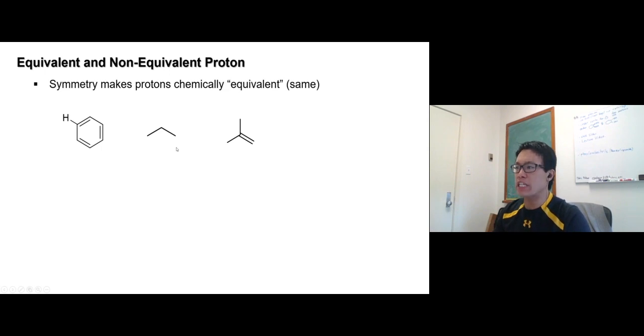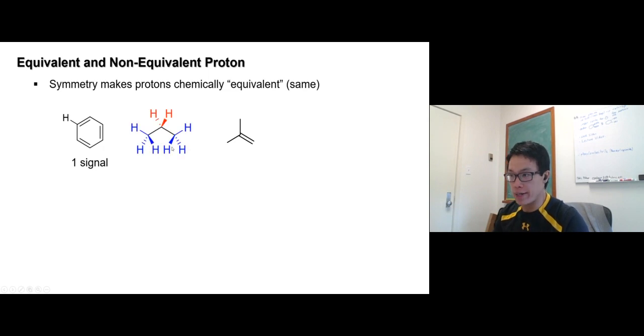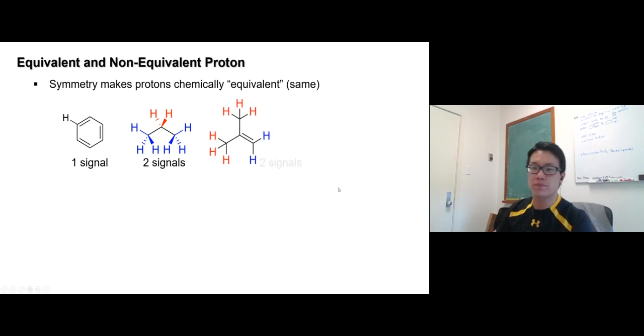Now look at the molecule of propane, right? Propane has 2 types of protons, blue and red. The blue, they are 6. These 6 blue hydrogens are the same thing, and we have the 2 red, so 2 signals. The next one also has symmetry in the middle. This one should have 2 signals, so 2 types of protons. We have the red and the blue.